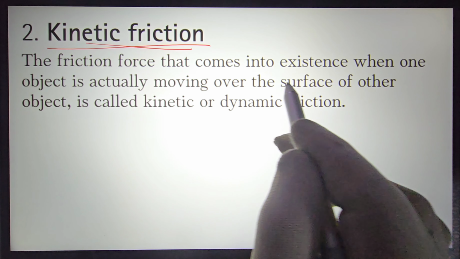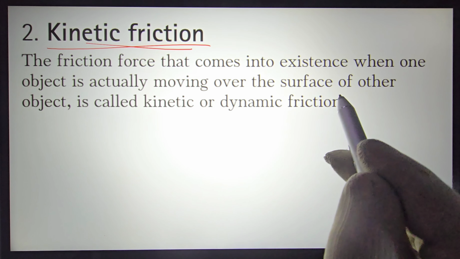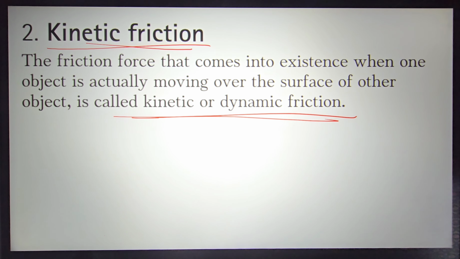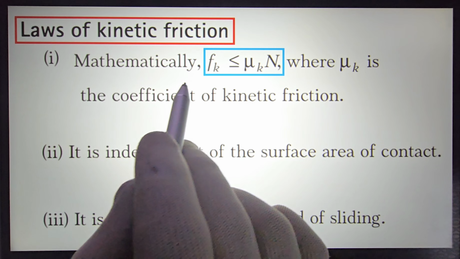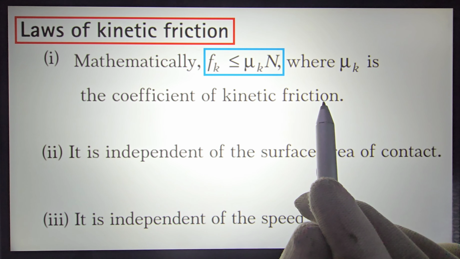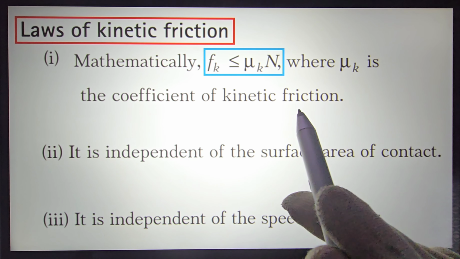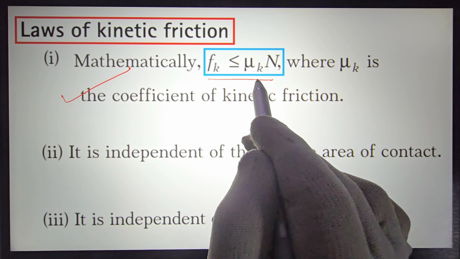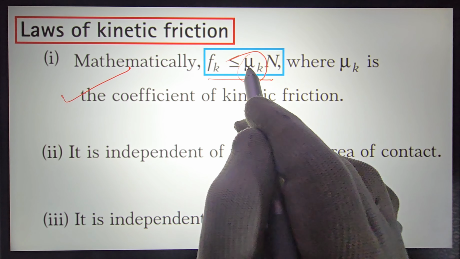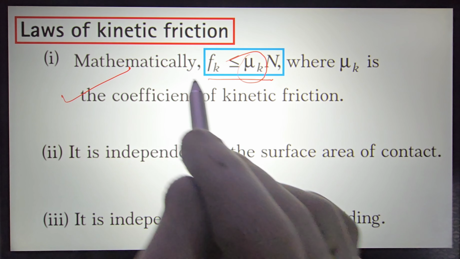The friction force that comes into existence when one object is actually moving over the surface of another object is called kinetic or dynamic friction, right? Now see what are the different laws which govern kinetic friction. The force of kinetic friction is proportional to the normal force which presses the two surfaces together. So mathematically, Fk is less than or equal to mu k into N, where mu k is nothing but the coefficient of kinetic friction.